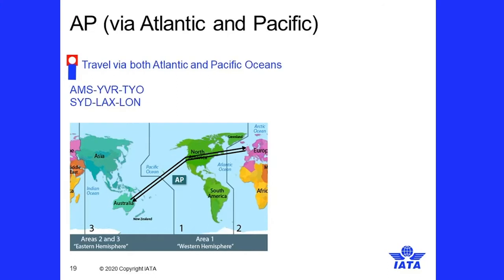And we have one more saying AP. That means if a journey involves travel that will cross both the Atlantic and the Pacific, then we will have AP. We must take both of the global indicators. So AP will be the global indicator for journeys such as Amsterdam in Europe here, then Vancouver here, and then Tokyo, Pacific Ocean crossed. The next one is from Sydney to LA to London.